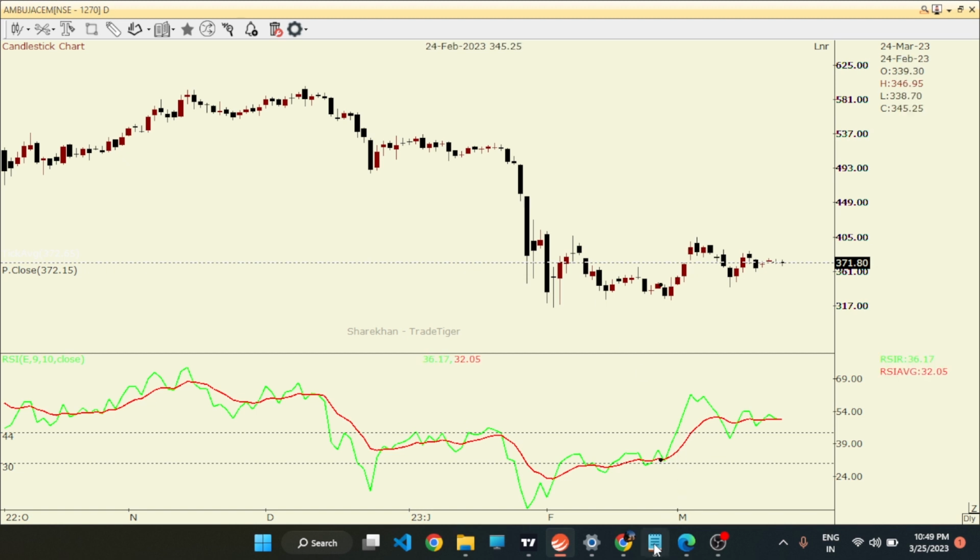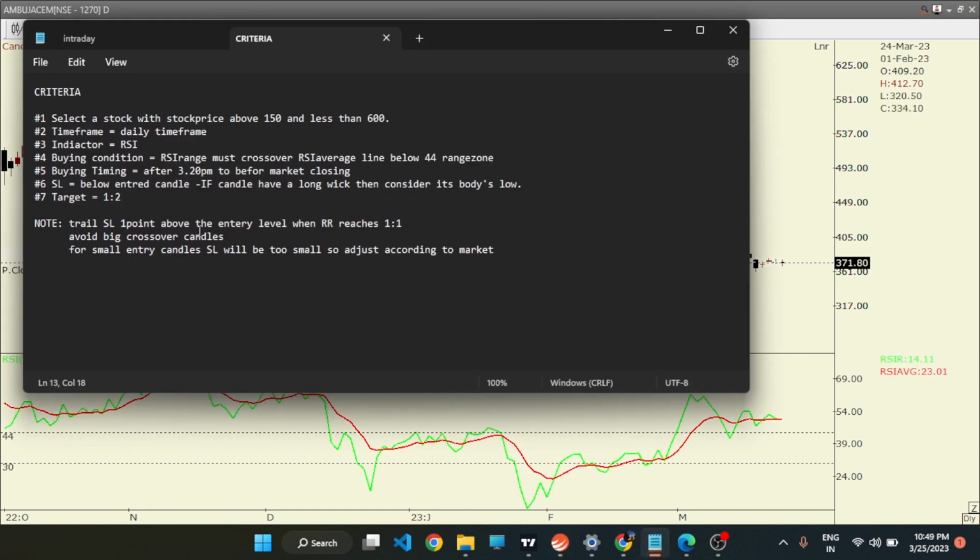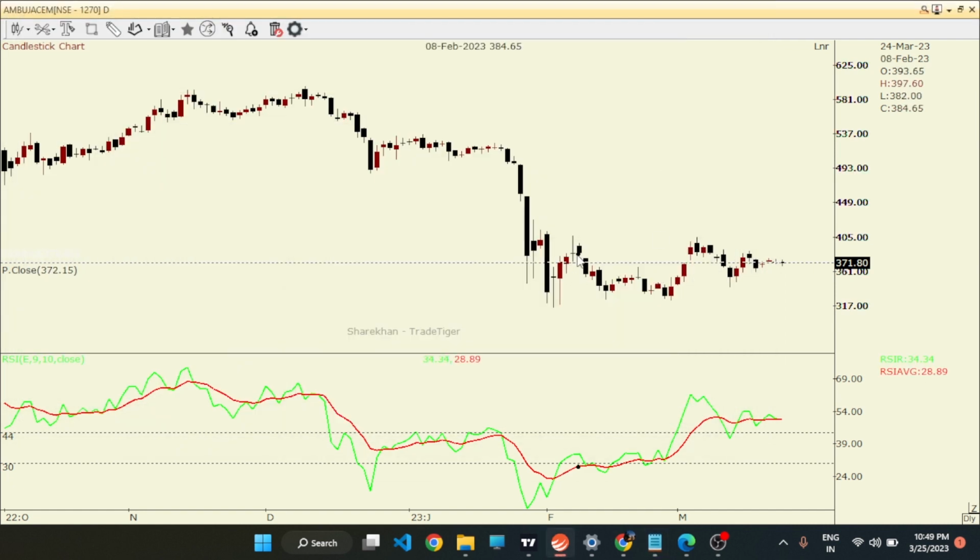As our criteria says, whenever it reaches 1:1, trail your stop loss to 1 point above our entry point. As it reached 1:1, our stop loss will be moved from 352 to 374. So as it came back, we exited. So this is almost a break-even trade because we just recovered our brokerage fees.